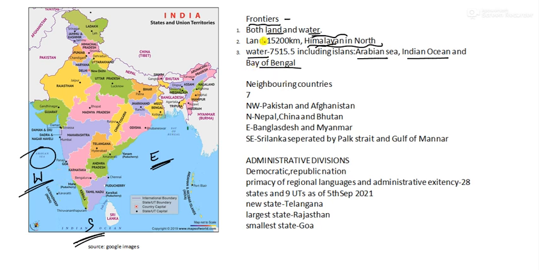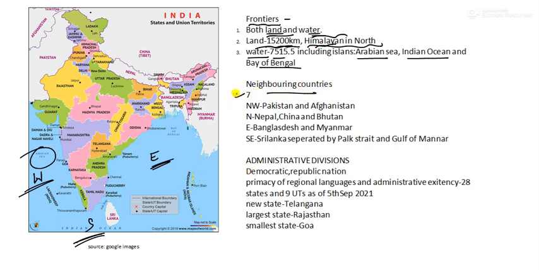The total length of the land boundaries, if you take the total length of these land boundaries till here, it is 15,200 kilometers, and the water boundaries are 7,515 kilometers. Now coming to the next part, neighboring countries.